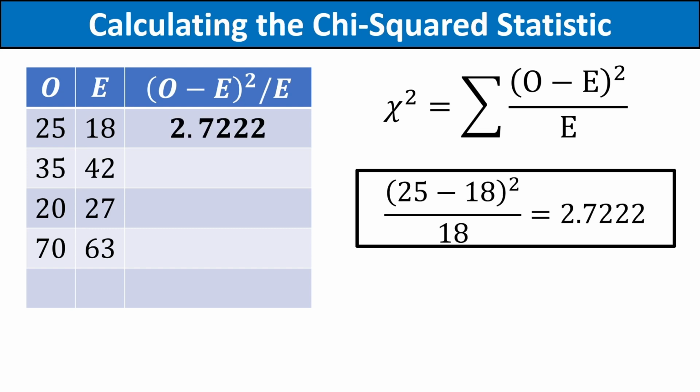So for example, in the first cell, we observed a count of 25. What we would expect to see on average if the null was true is 18. That deviance squared, divided by 18 again, gives us 2.722. So that's the contribution to the chi-squared statistic by the first observation. Okay, so I want you to pause the video and calculate the second contribution to this chi-squared statistic. Pause the video and take a few minutes to do that calculation.